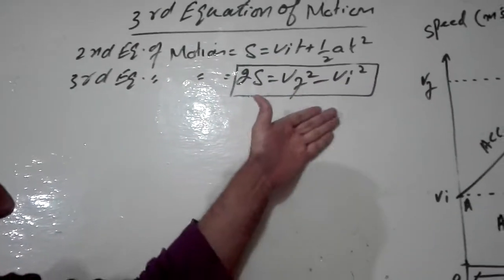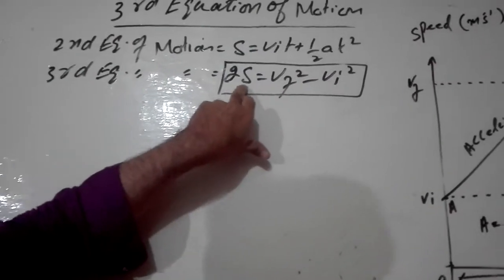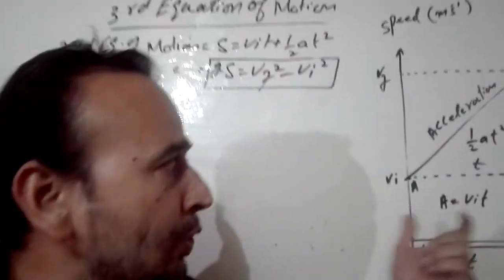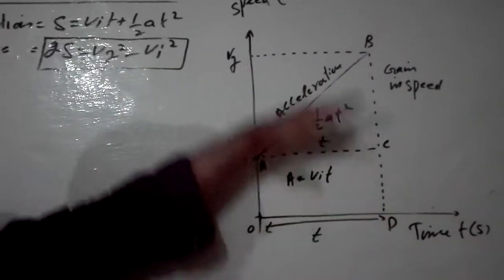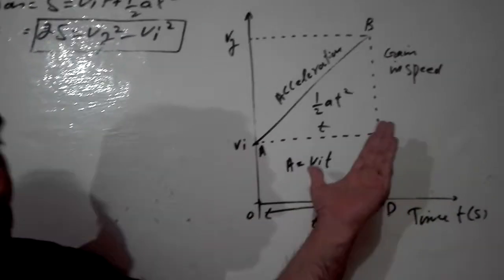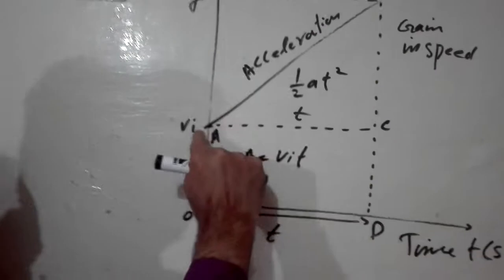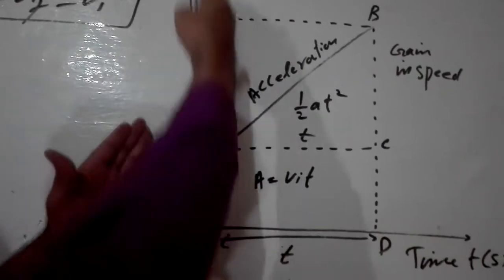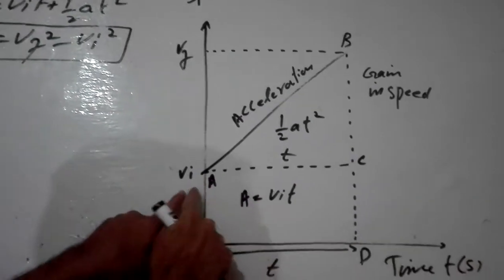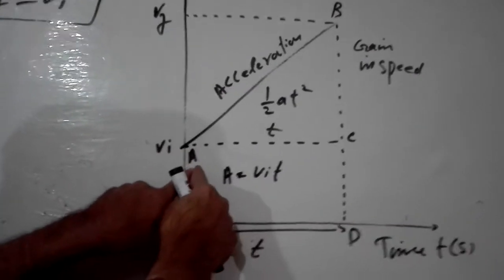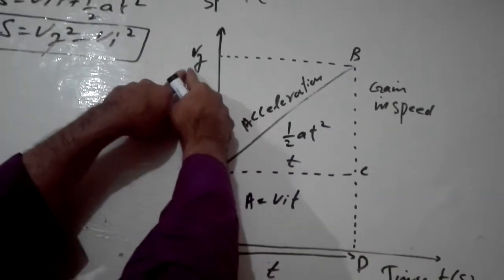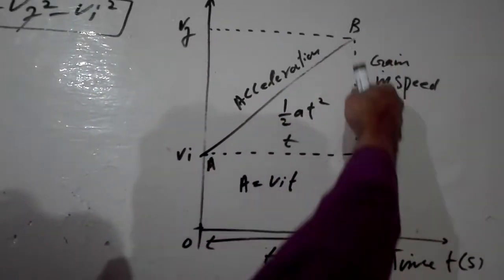How can we eliminate the time? Again, s is showing you distance. It means in the proof of the third equation of motion, you also have to find the total distance covered by the body. First of all, you have to suppose the same thing, that a body is moving with uniform acceleration. This line AB shows the uniform acceleration of the body, and this vertical line shows the velocity. The body has started with initial velocity Vi from point A, and at point B its final value of velocity becomes Vf, and then we draw the perpendicular.